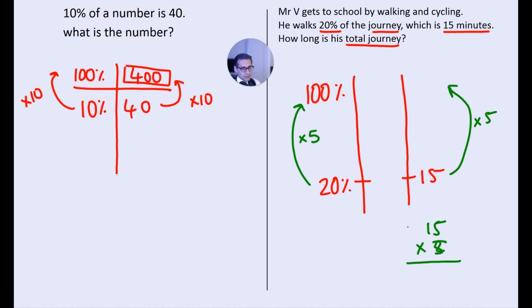That's going to be 5 times 5 is 25. 5 times 1 is 5, plus 2, 75. So 100% is 75. So the total journey is 75 minutes.